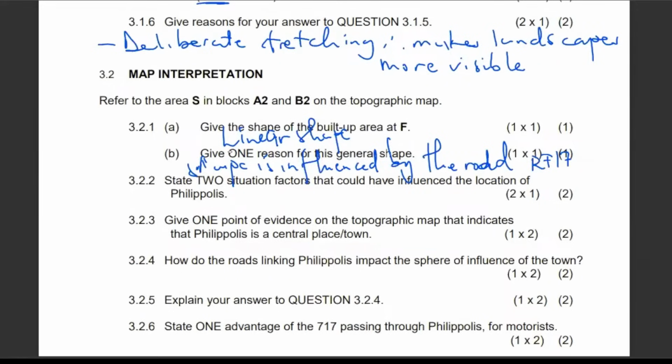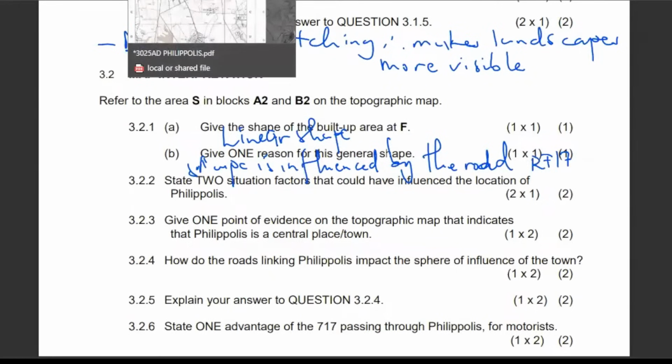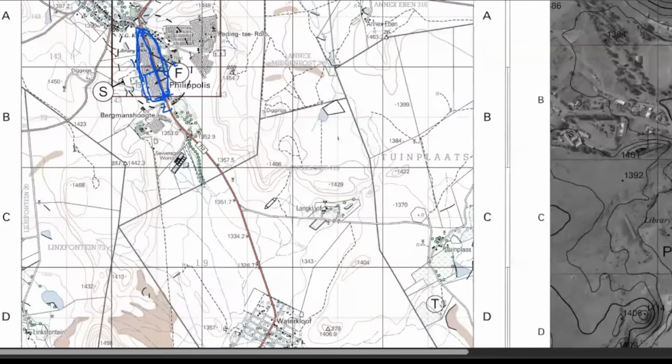Then it says, state two situational factors that could have influenced the location of Philopolis. Situational factors that would have influenced Philopolis.